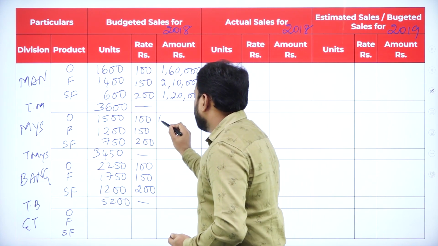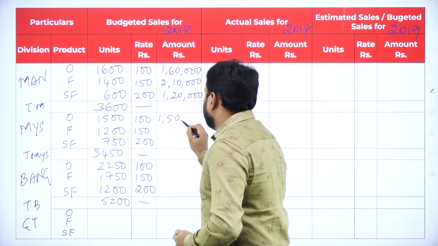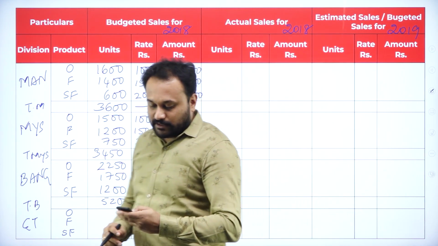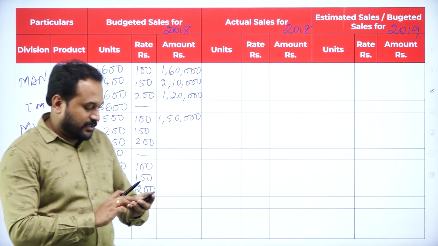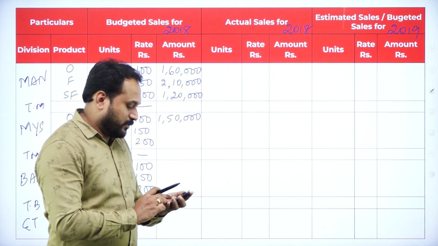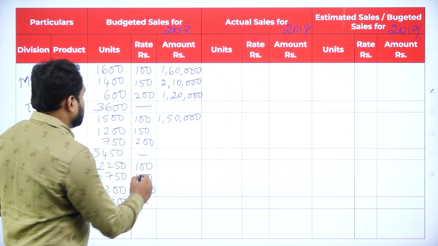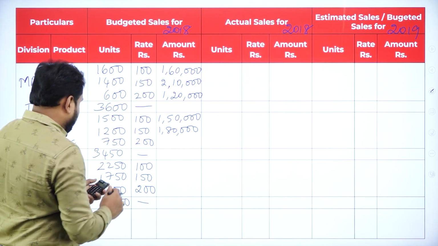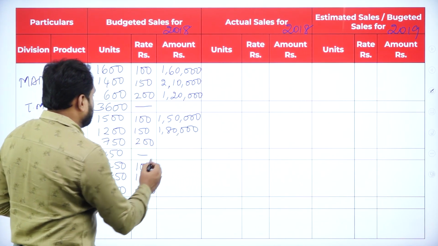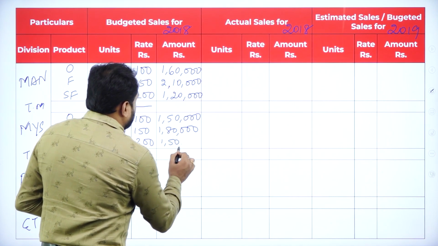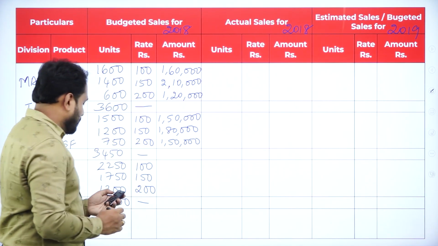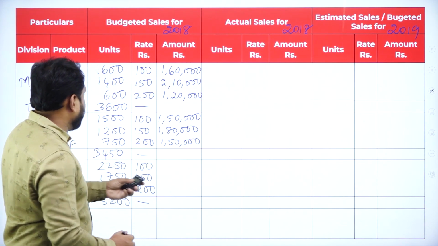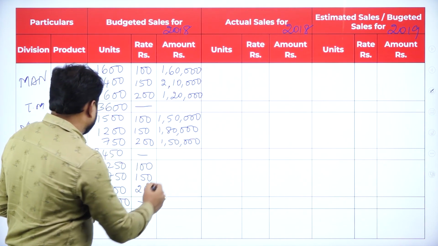Now if we go, 1,50,000. Now 12 into 15. 15 12s is 180. That is 1,80,000. 750 into 2 is 15, so it is 1,50,000. So if you calculate, you are supposed to write the total here.